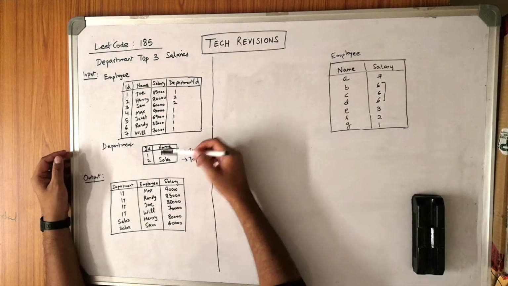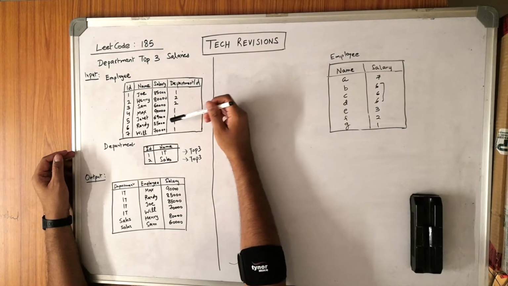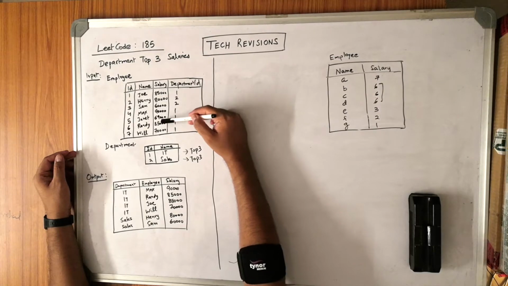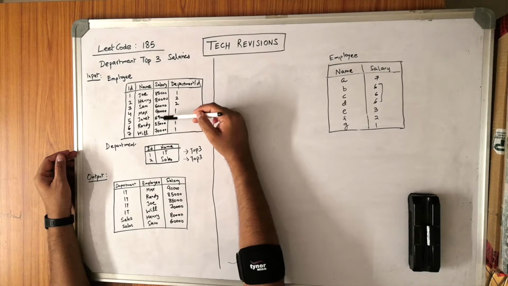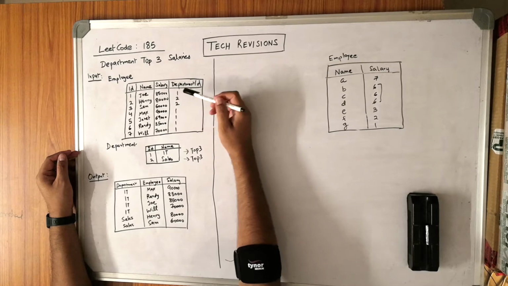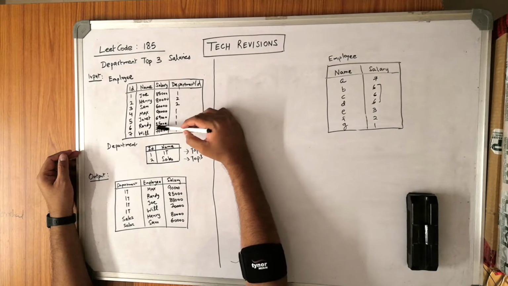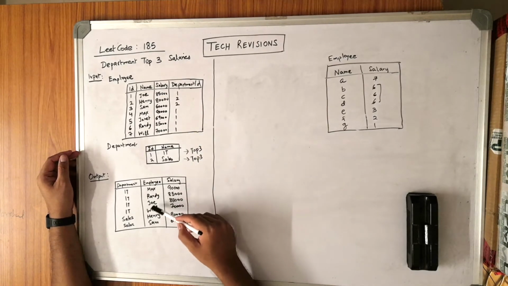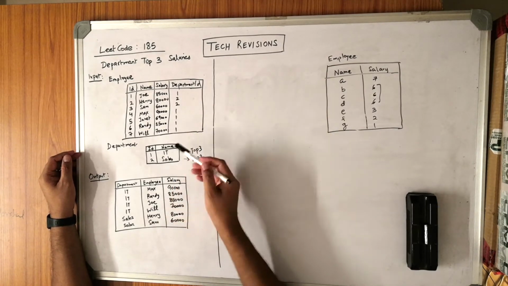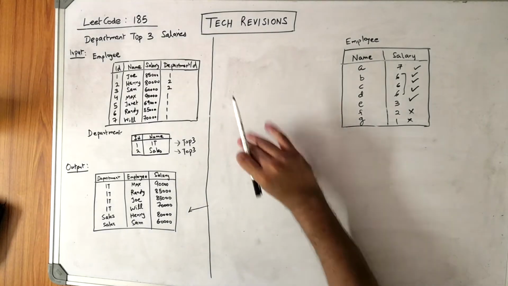If we quickly look at the IT department, we have 85,000, then 90,000, then 69,000, 85,000, 70,000. So the top 3 salaries are going to be 90,000, 85,000, and 70,000. 69,000 is the 4th highest salary, but that is not in the top 3. So you have to give out these 4 guys in department ID 1. We have to give Joe as an output, include Max, Randy and Will. You can see Max, Randy, Joe, and Will are included. In the sales department, there are only 2 entries, so automatically they both get counted.